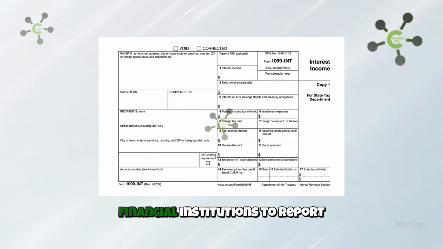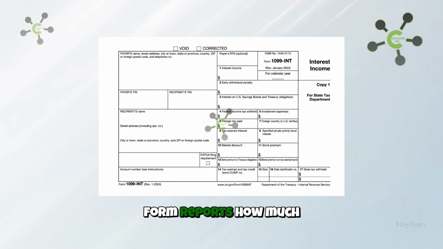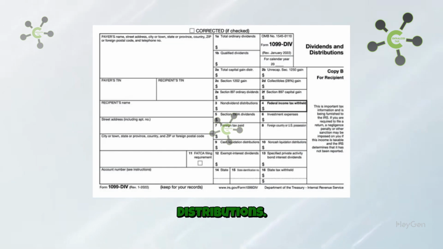Form 1099, Interest Income, issued by banks or financial institutions to report earned interest of $10 or more. If you hold a savings account, certificate of deposit, or bond, this form reports how much interest you've earned during the tax year.